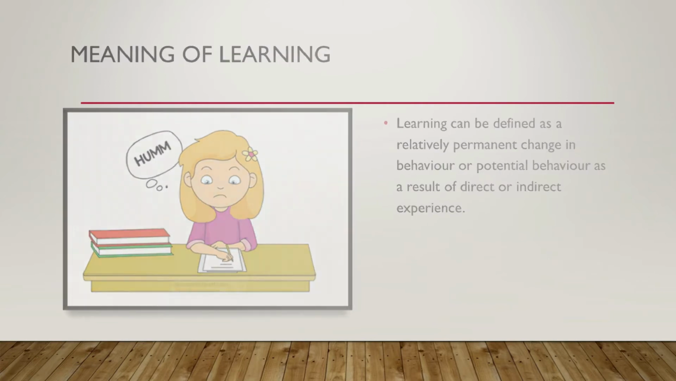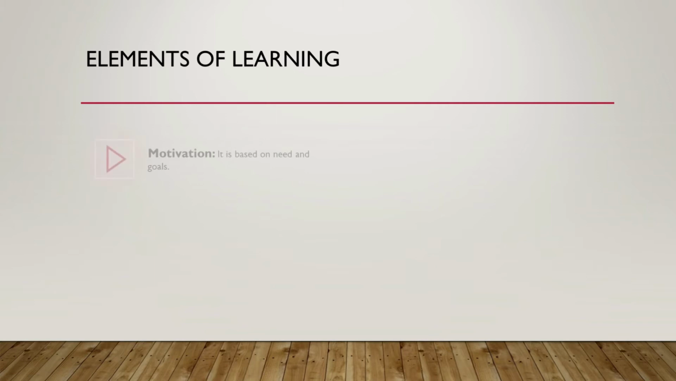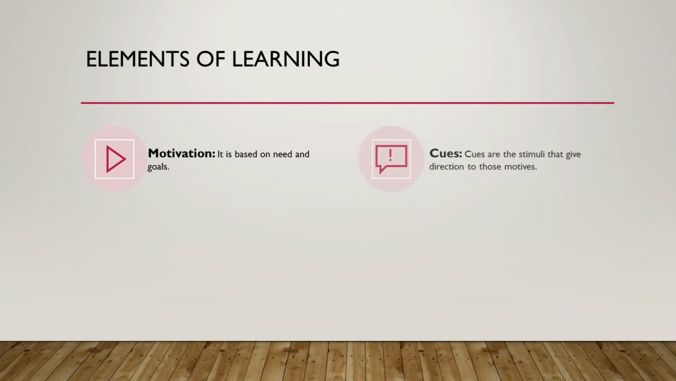The elements of learning are motivation. It is based on need and goals. Motivation acts as a spur to learning, with needs and goals serving as stimuli. Cues. Cues are the stimuli that give direction to those motives. In the market, marketing mix, place, price, package, styling, advertising, and displays serve as cues to help consumers fulfill their needs in product-specific ways.